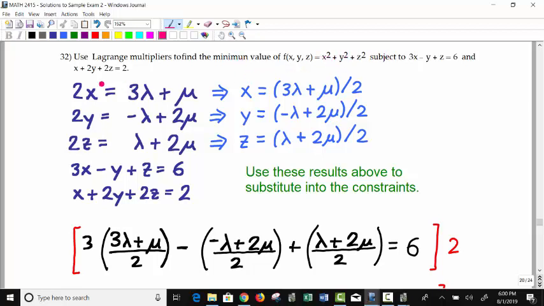So the partials for this one would be 2x, 2y, 2z. And then it really doesn't matter which one you use for lambda and mu, that doesn't make any difference. But I just use the first one I see for lambda and the second one for mu. So the partial of x will be 3, so it'll be 3 lambda. And the partial for this one with respect to x will be 1, so it'll be 1 mu. The next one, the y partial for the first one is negative 1, so it'll be negative lambda. The y partial for the second one is 2, so it'll be 2 mu.